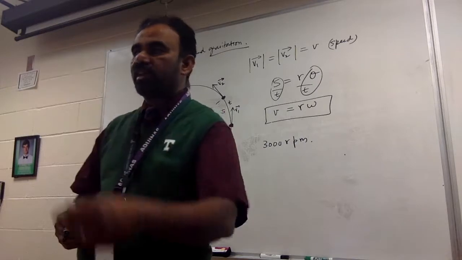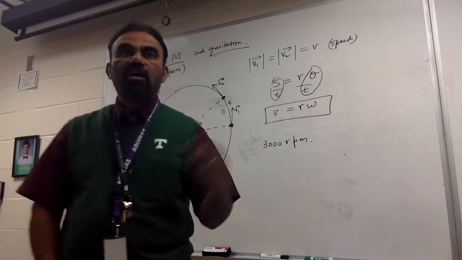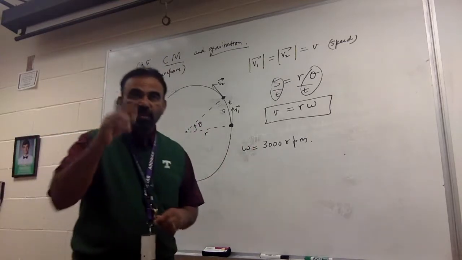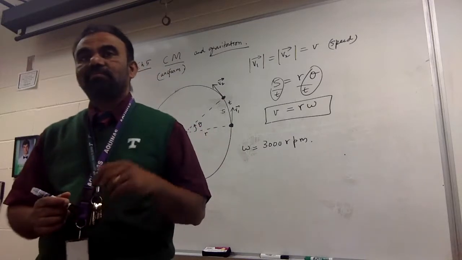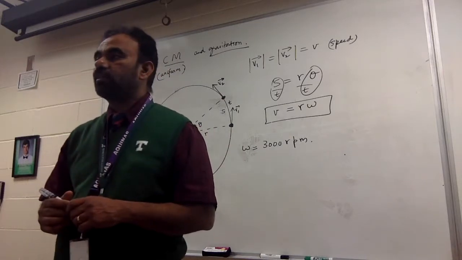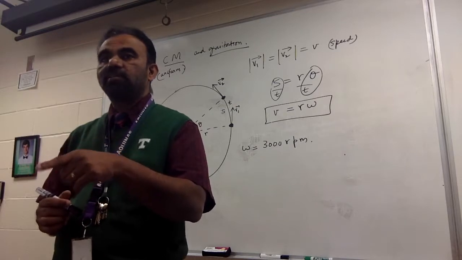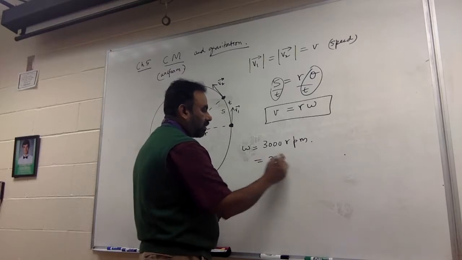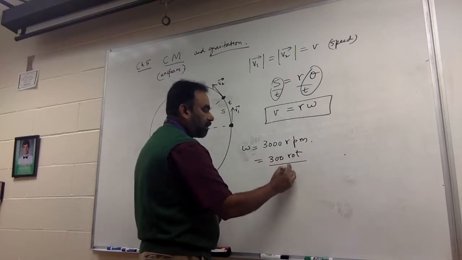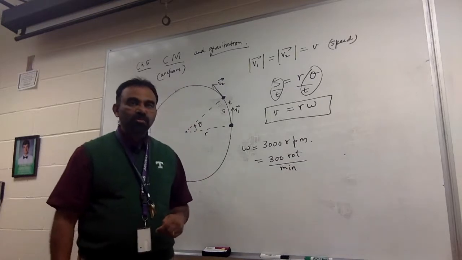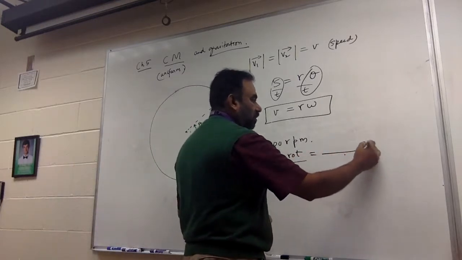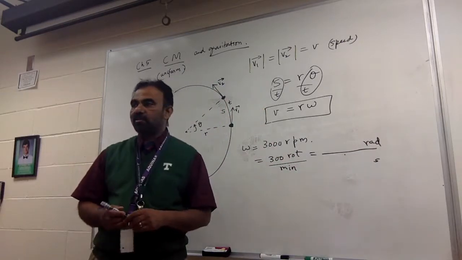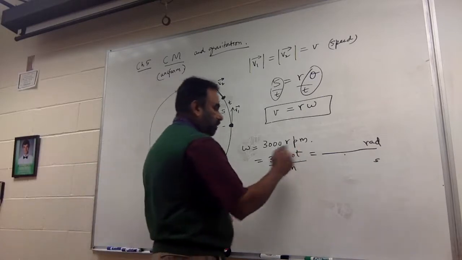how many radians per second is that? Because RPM obviously is not an SI unit. This is omega, but not in SI units. What's the SI unit of omega? Radians per second. Now this is not the SI unit. So what is this? 3,000 rotations per minute. Can we change it to radians per second? One rotation is how many radians? 2 pi. So multiply by 2 pi.